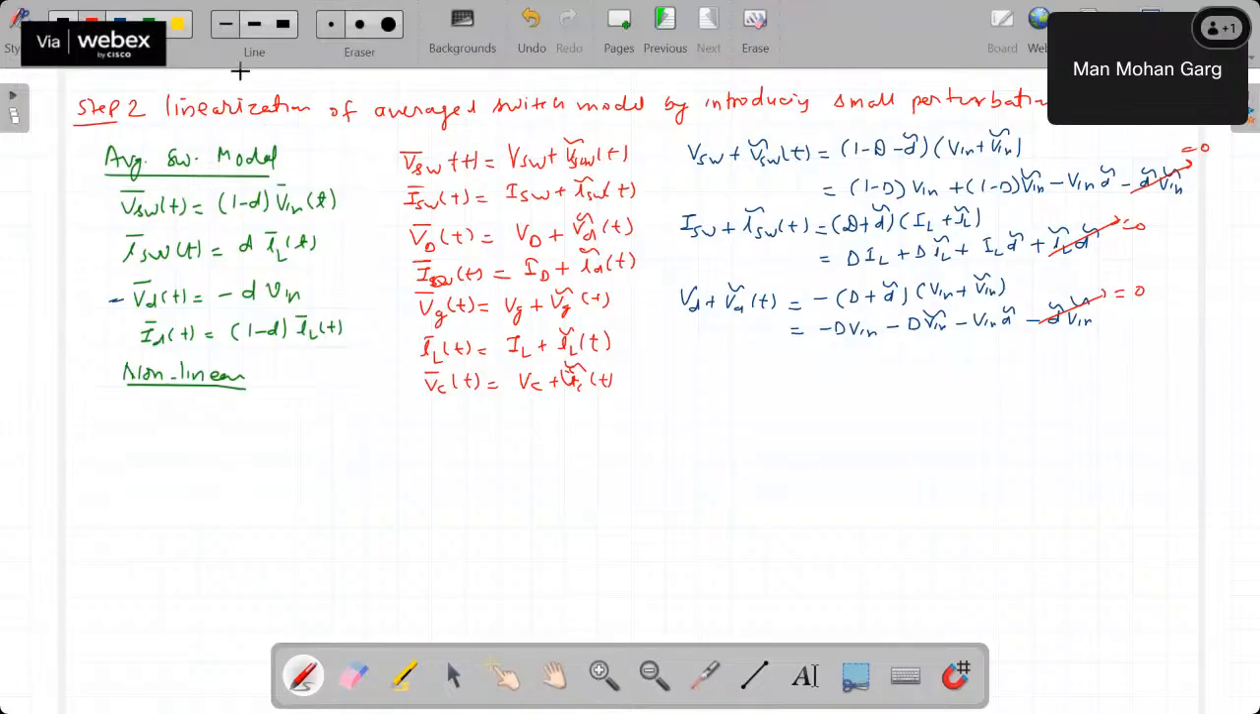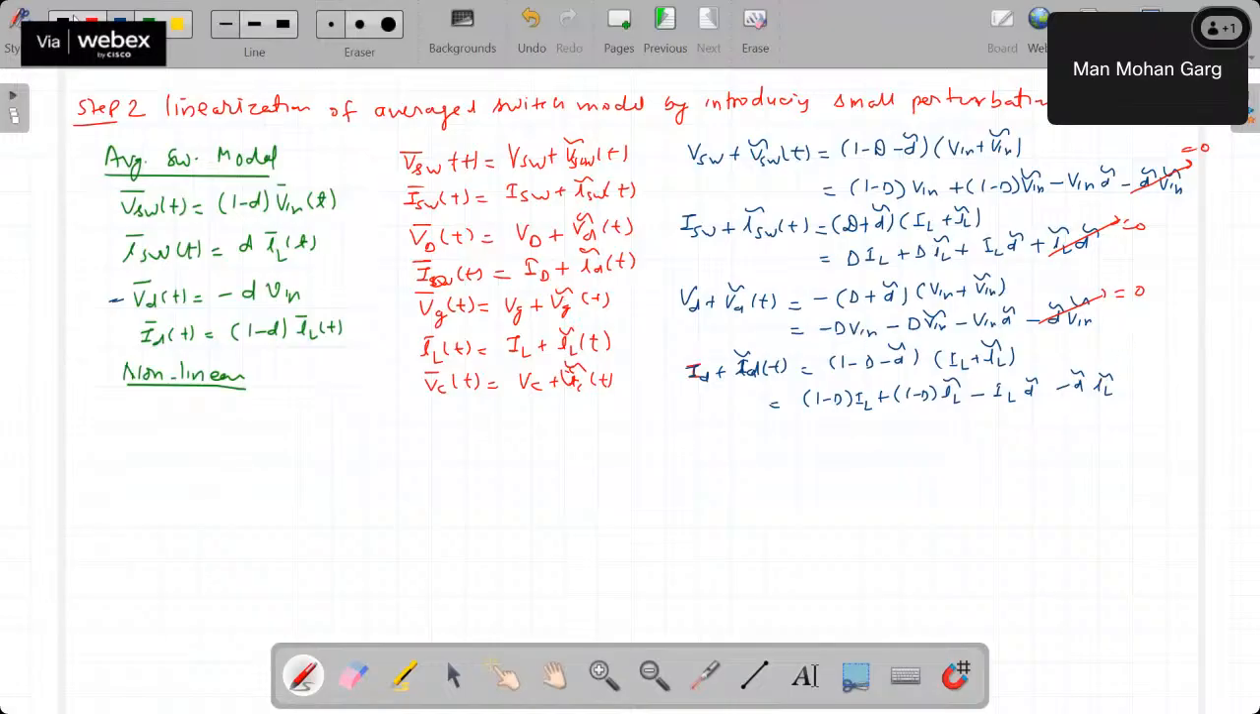Then the fourth one, ID. So ID plus IDT, 1 minus D, so that is 1 minus D minus D cap, IL plus IL cap. Let us simplify it. So this is 1 minus D into IL, minus 1 minus D IL, then minus IL D cap. So this will be plus, this will be plus, right? Minus D cap IL cap. Is it okay? Any doubts so far?